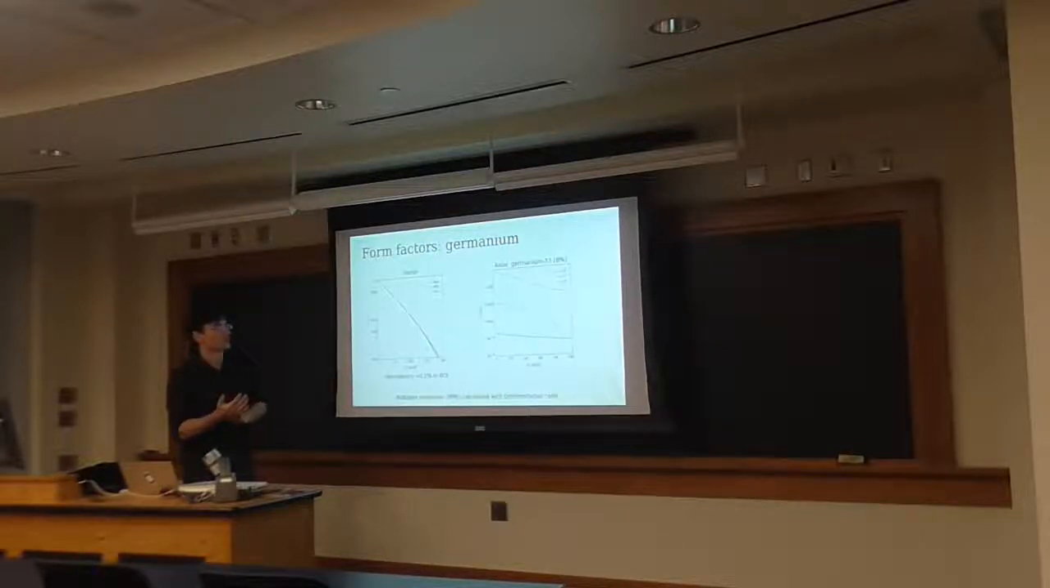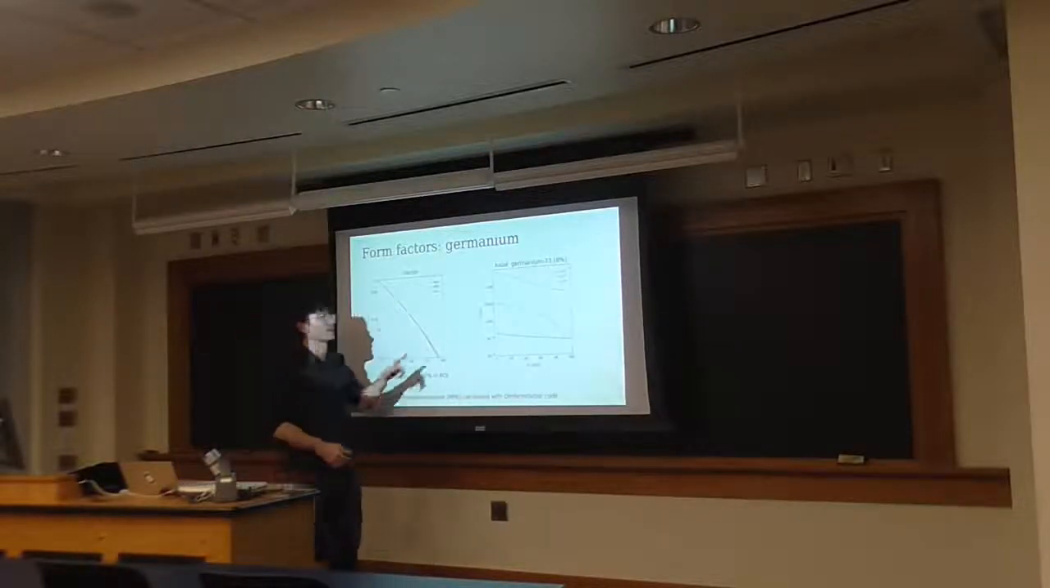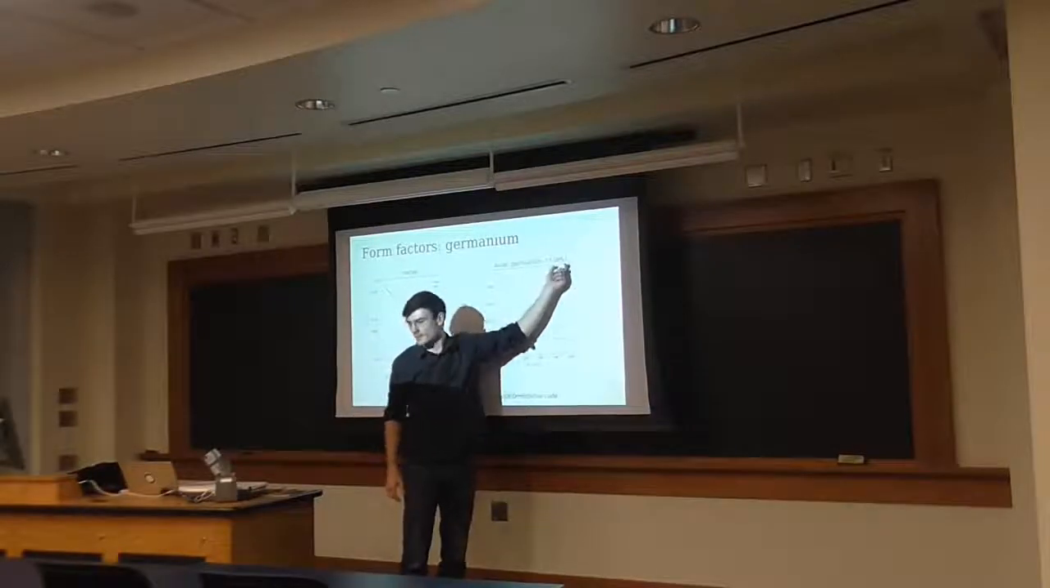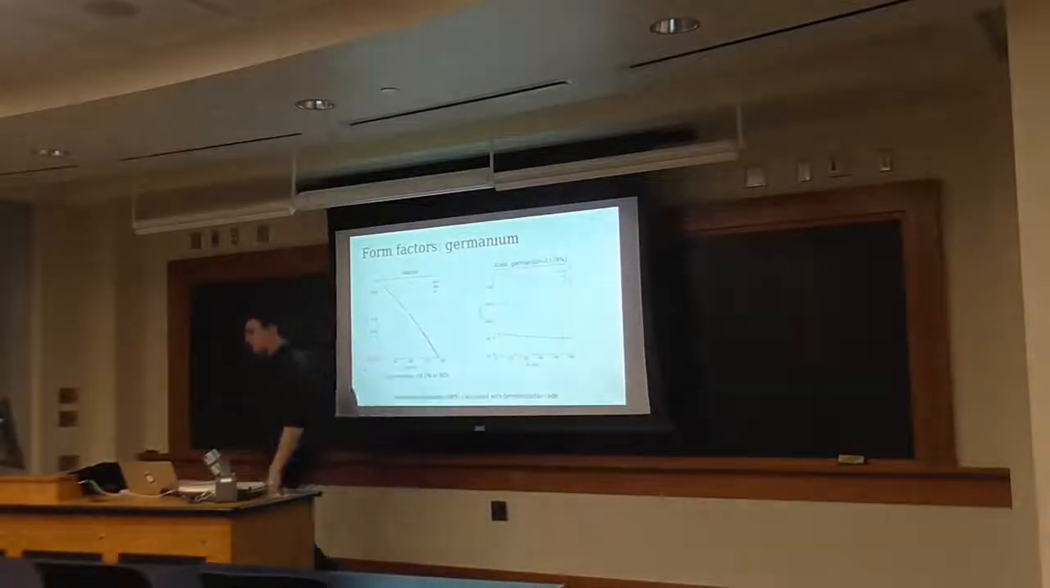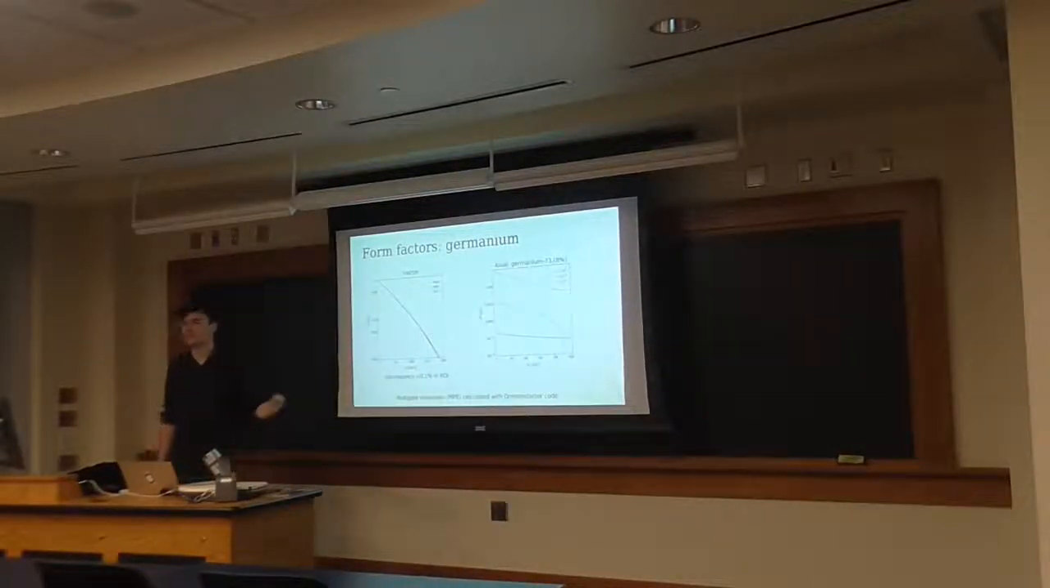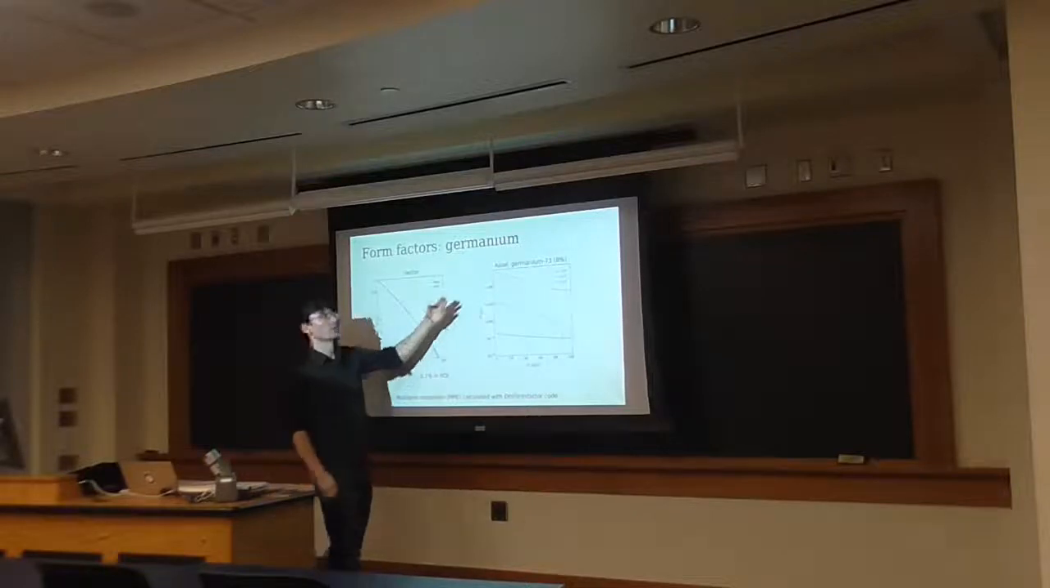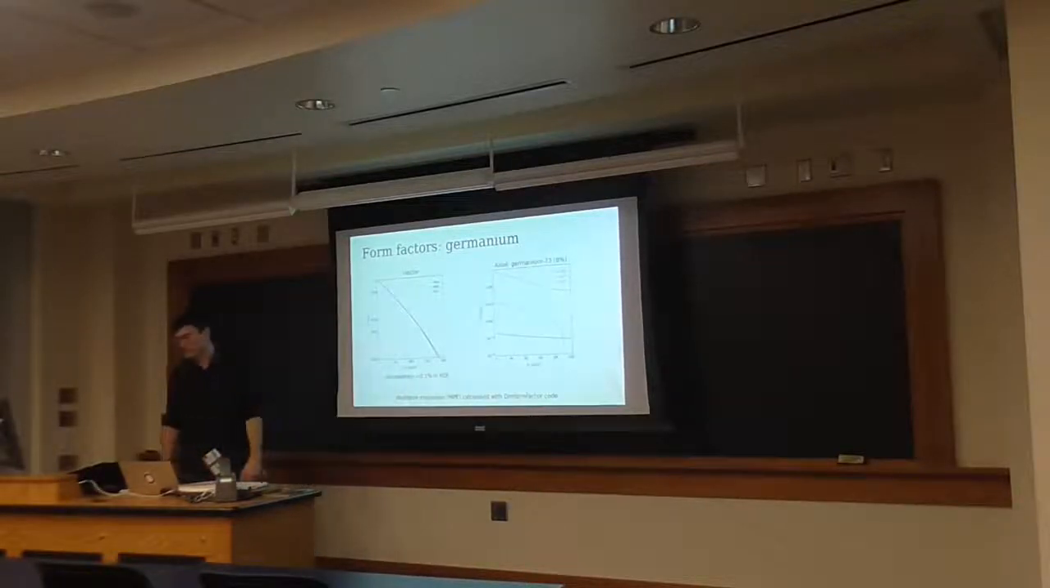Right, is there anything else to say? Oh yeah, we're hurt by the fact that germanium-73 is only 8% of naturally occurring germanium. So we're not very sensitive already to the spin, and then you have to divide that by a factor of 10.